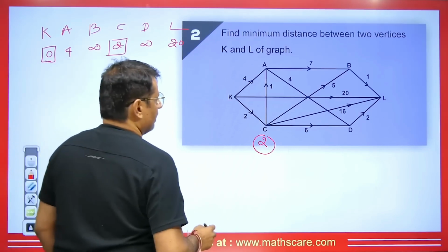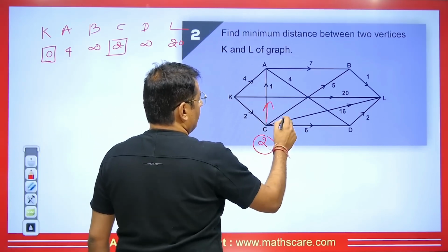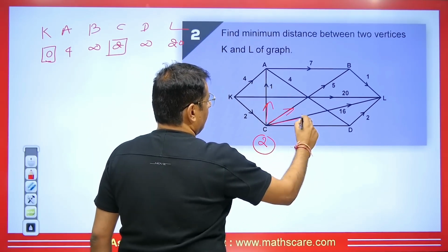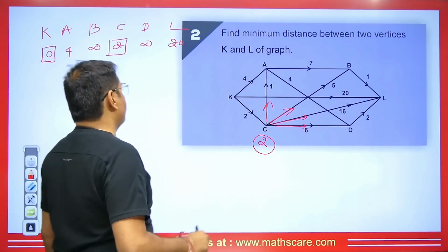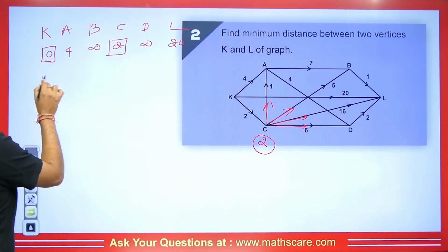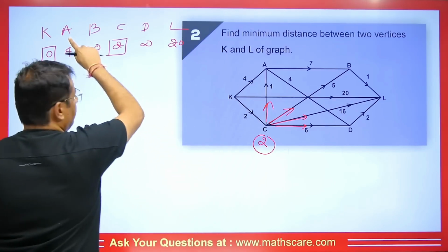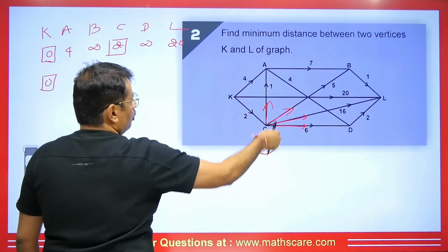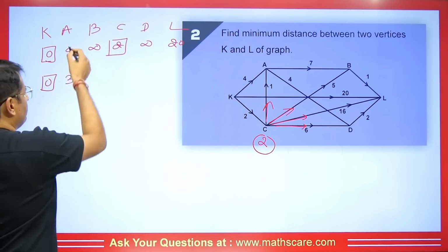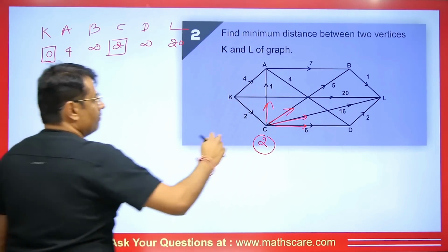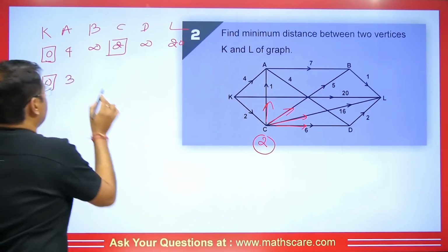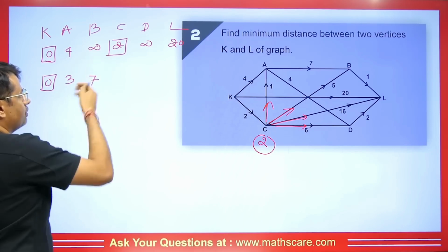Now from C, where all can we go? So from C, first we can go to A, we can go to B, then we can go to L, and after that we can go to D, right? So we will write 0 as it is. Now let's see students, we are going from C to A, so from C to A, this will be 2 plus 1, 3. So this will be 3, which is smaller than 4, we can write. So 2 plus 5 will be 7. We will write it as it is smaller than infinite.